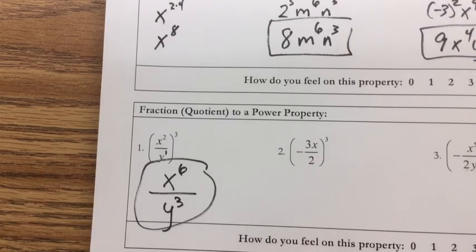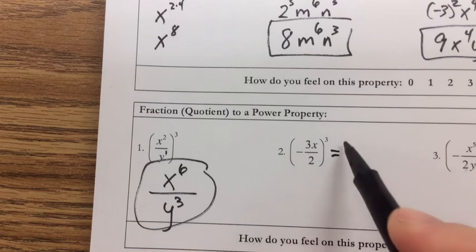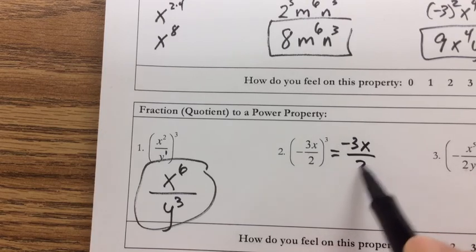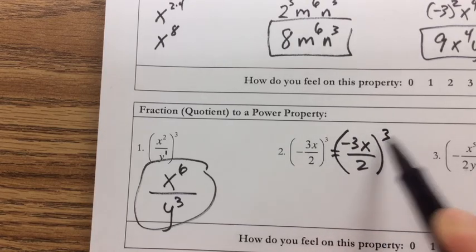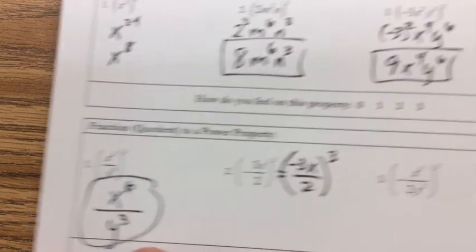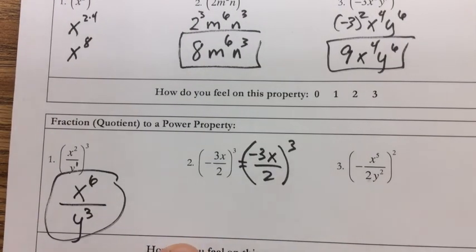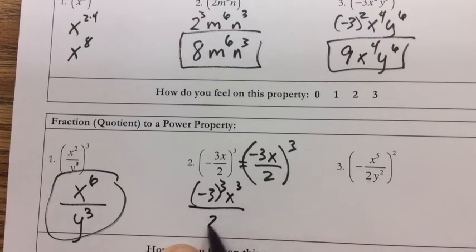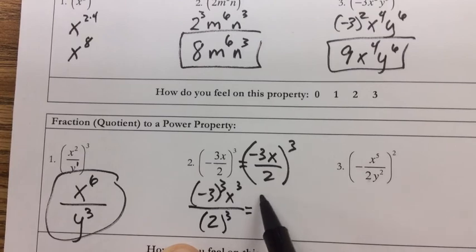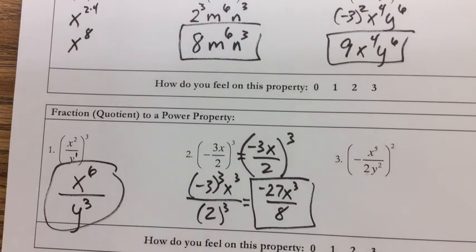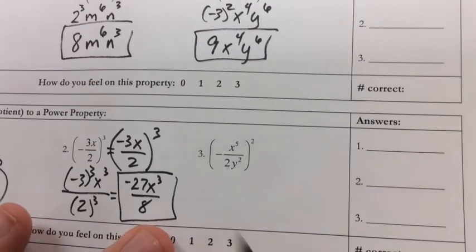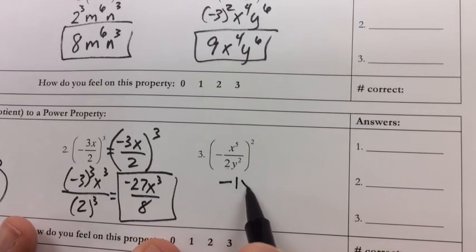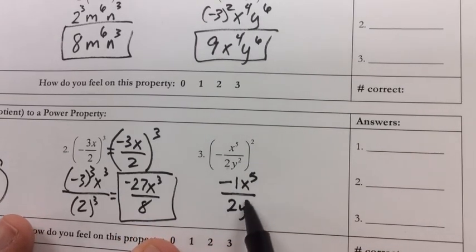Number 2, I don't like the way this is written. I would have written it as negative 3x over 2 with the negative being on the 3. That's the way I would think of it, and that's the way I suggest you thinking of it. So as such, this is negative 3 cubed, x cubed, and 2 cubed. That's negative 27x cubed over 8. Negative 3 times negative 3 times negative 3. Get it?